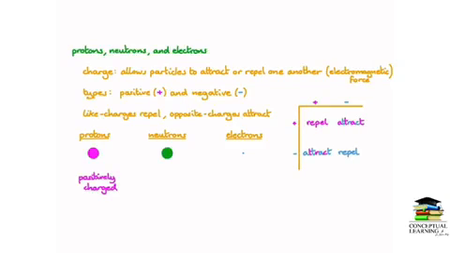Protons have the positive type of charge, so they're positively charged, while electrons have the opposite type of charge, negative charge. Neutrons are relatively uninteresting in this regard. They don't have an overall charge, so we call them neutral. But we see lots of activity with protons and electrons. Protons repel protons, electrons repel electrons, and protons and electrons attract one another.